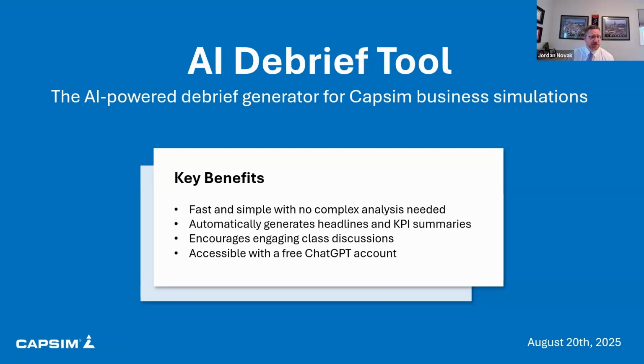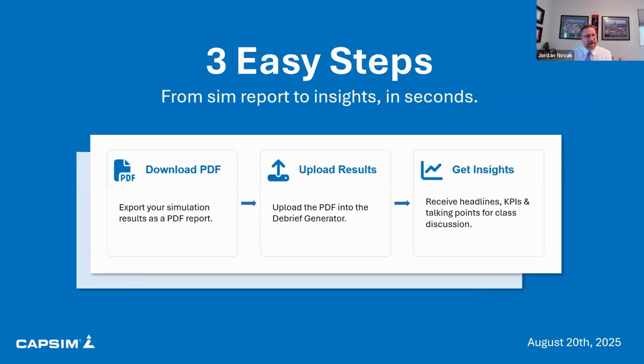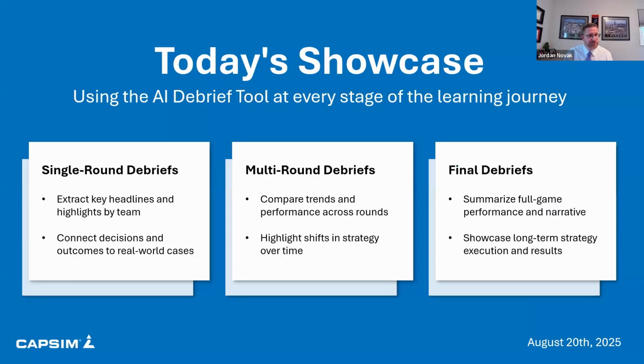All right, so let's jump into the process. It's really as simple as this. You're going to go into your account, download the simulation report for the round that your students just played. You'll click the link that we provide you at the top of your screen, and you're going to upload your results into ChatGPT. You're going to press enter, and voila, a debrief will unfold before your eyes.